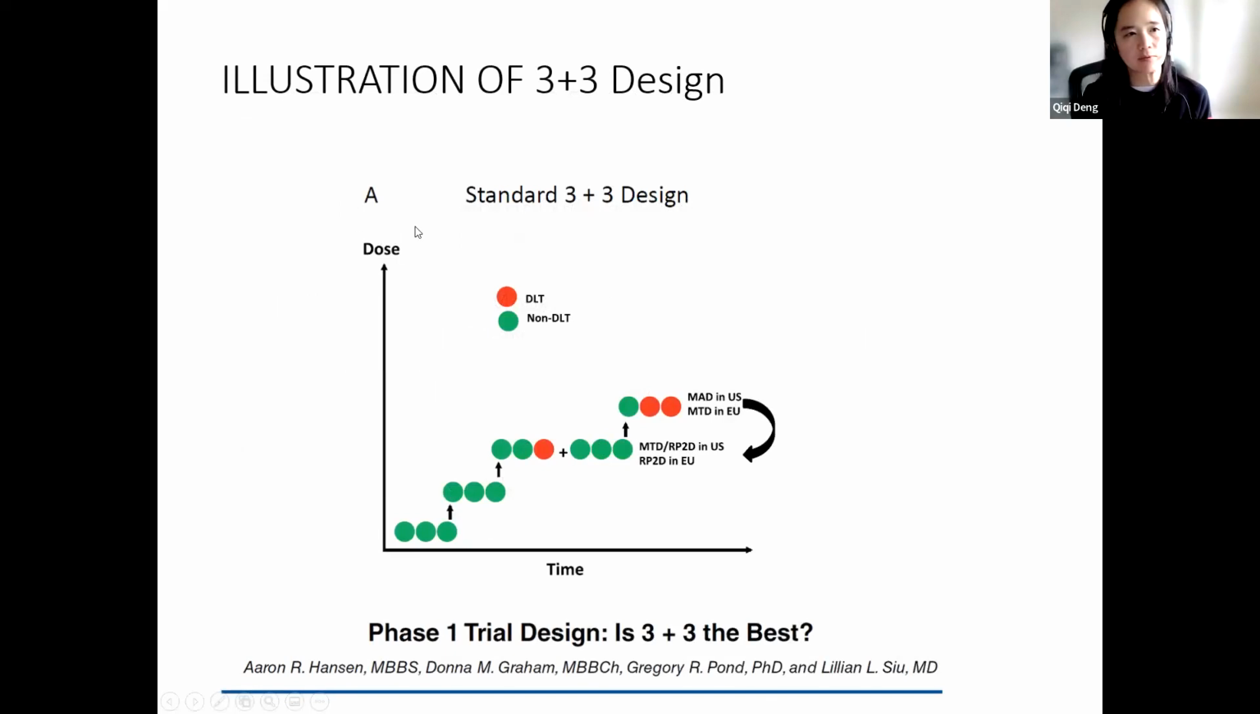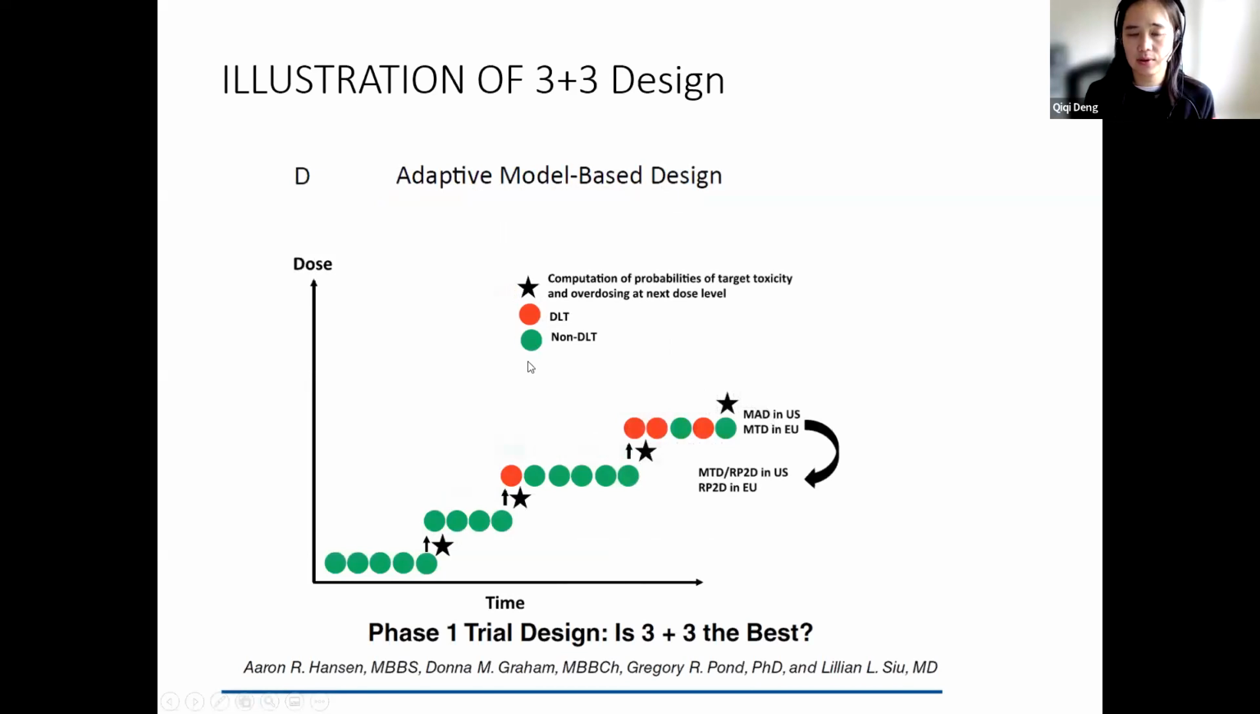This is an illustration of a simple 3+3 design where you dose 3 patients on the low dose. And if all of them are safe, then you increase the dose. You increase the dose until you observe 1 out of 3 DLTs among the subjects. Then in that case, you add another 3. That's where the 3+3 design comes from. And then if you have 1 out of 6, you can keep escalating. But if you have 2 out of 3, then you're going to stop there because that's considered too toxic. So that's a very simple 3+3 design.